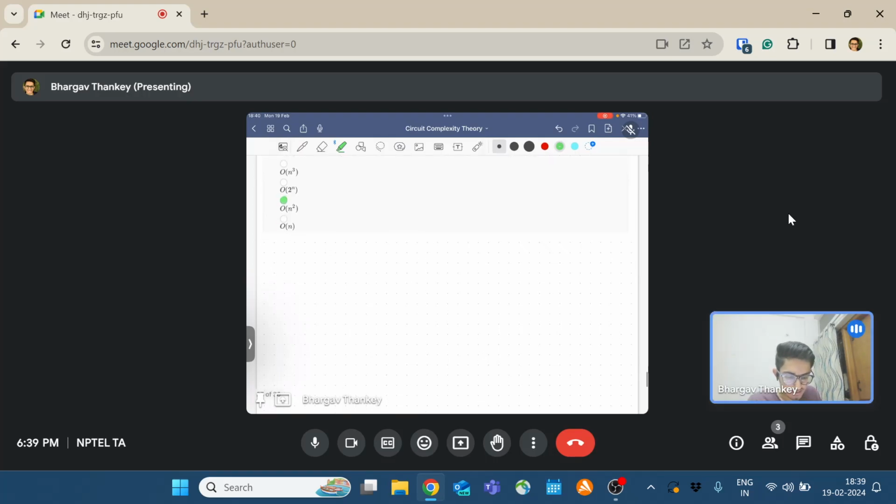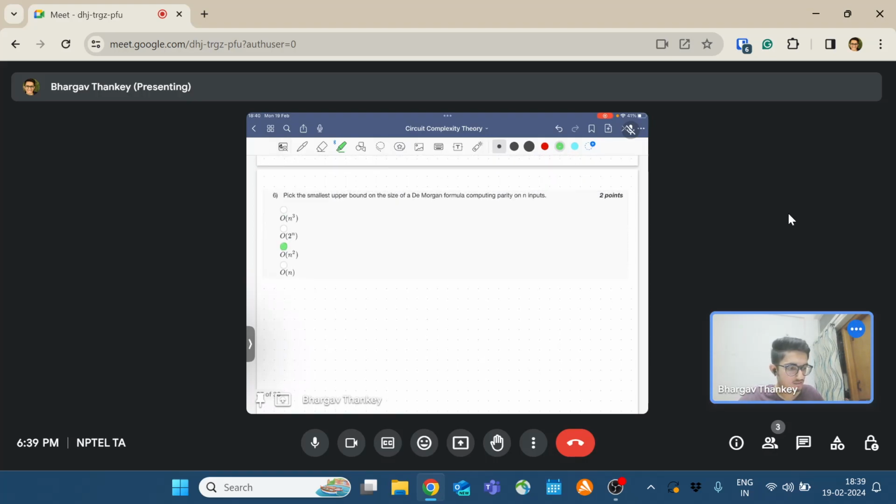Okay, and why is this true? How can we prove this? Using Khrapchenko's theorem. So Khrapchenko gives you a lower bound, right? Here it's an upper bound. Khrapchenko tells you that every formula computing parity has size at least omega of n square, and over here you want a formula of size at most order n square, right?